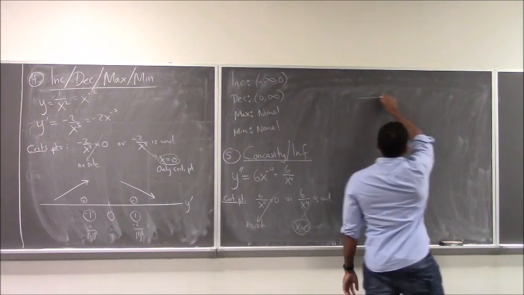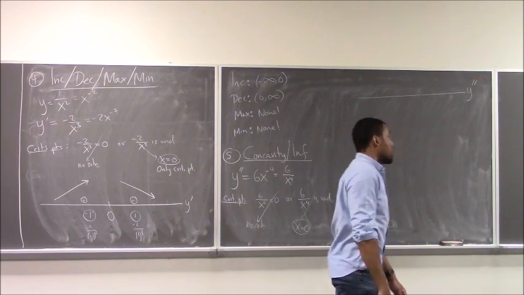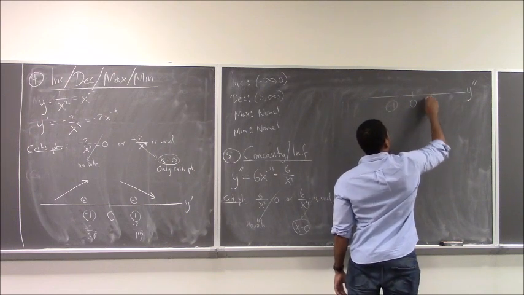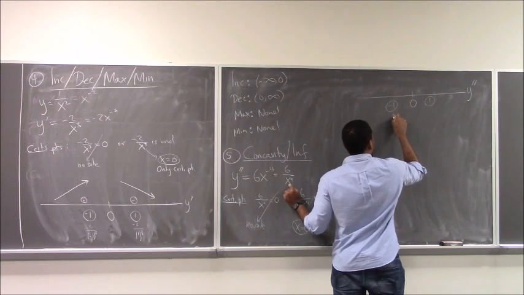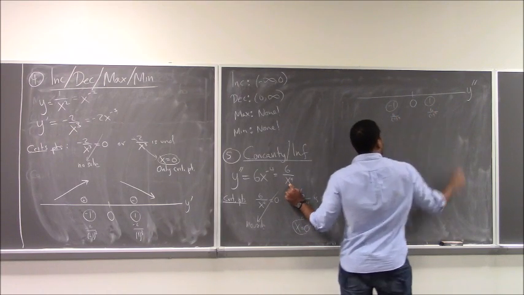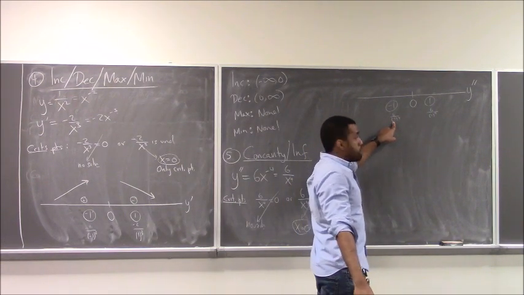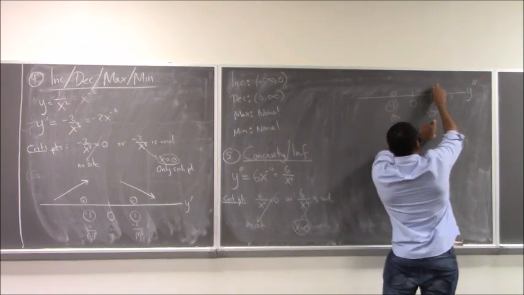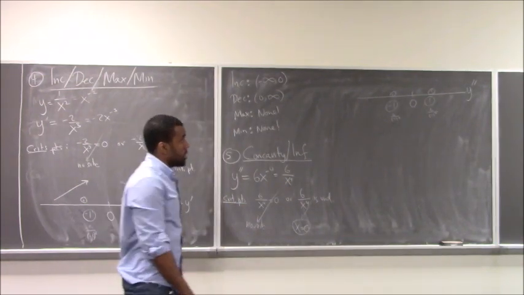So now I'm going to again do a number line, but this time I'm doing it for the second derivative. Plot 0, pick random numbers, plug into the second derivative. So over here, I have 6 over -1 to the 4th. Over here, I have 6 over 1. Positive or negative? Positive. And this is also positive. Right. It's a positive number divided by something to the 4th power, so that's always going to be positive.